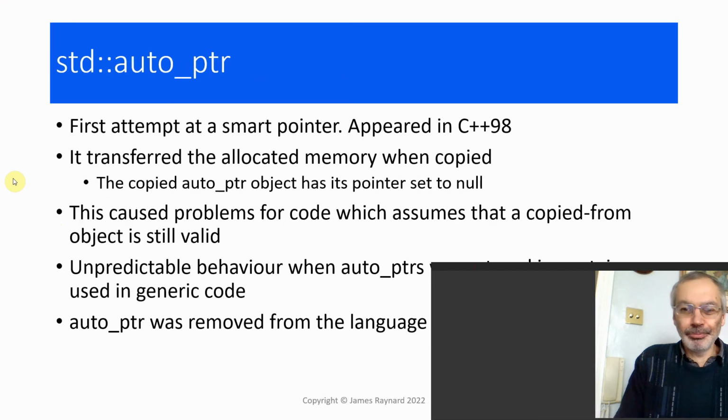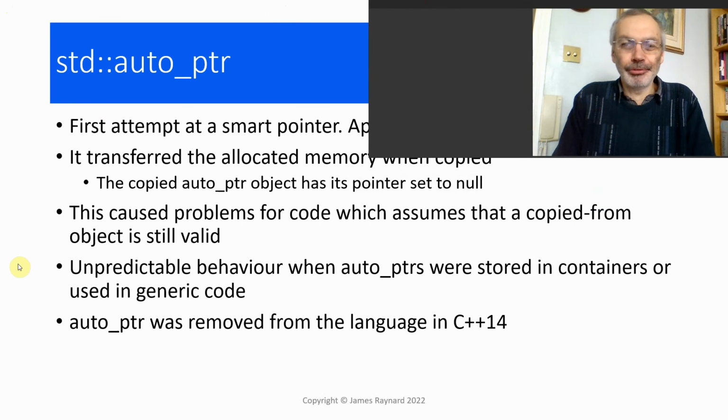And this caused a lot of problems because as programmers we tend to assume that if we copy from something it's not going to be modified, and there's a lot of code which assumed that copied from objects are still valid. For example, if you store auto pointers in containers or use them in generic code, then you could get unpredictable behavior. So this was a bit of a flop really, and it's now been removed from the language.